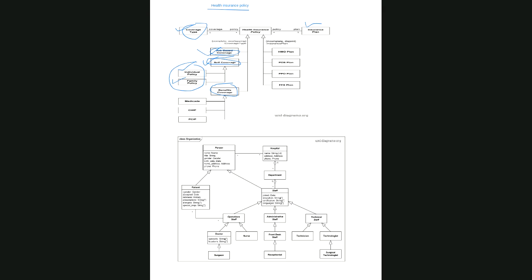If a person cannot get health insurance through work, he or she may be able to buy a health insurance policy for self or for his family individually, or family insurance policies. People who have private health insurance can also be eligible for Medicaid. This is one of the reasons for the coverage type generalization set to have an overlapping constraint. You see, this is the overlapping constraint.